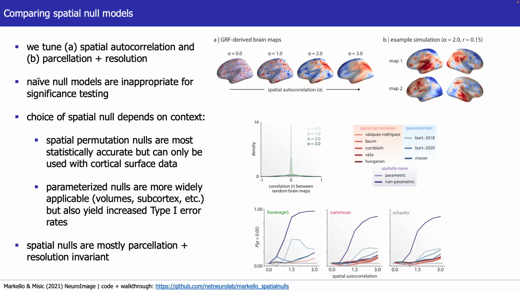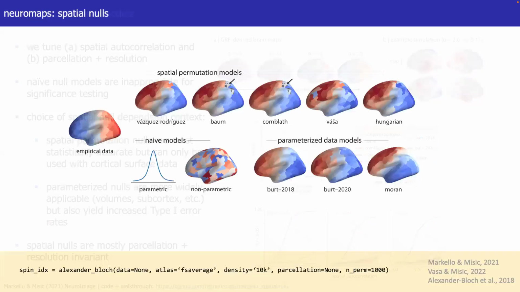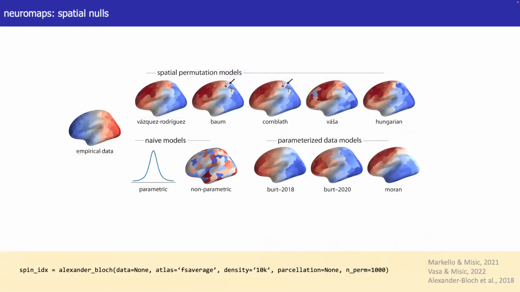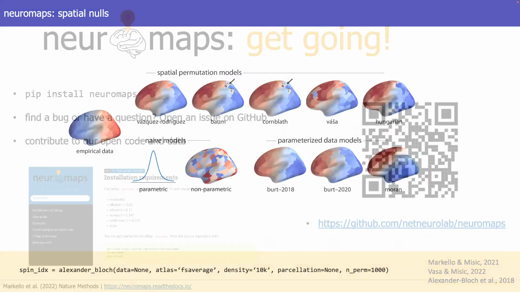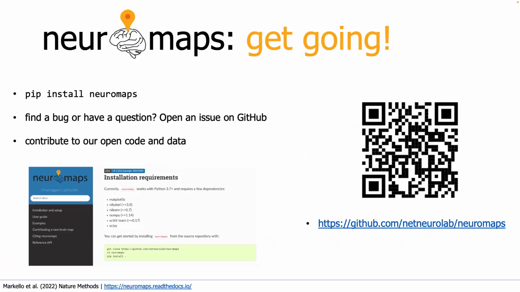Okay, so that was my very, very long digression into nulls, but I really like this topic and I think it's very important. The important thing to take away from this is that we've gone ahead and implemented all of these nulls, and they're in neuromaps, so you can use them. So that's the tool. Basically, it's as easy as pip install neuromaps, and you can get going relatively easily.